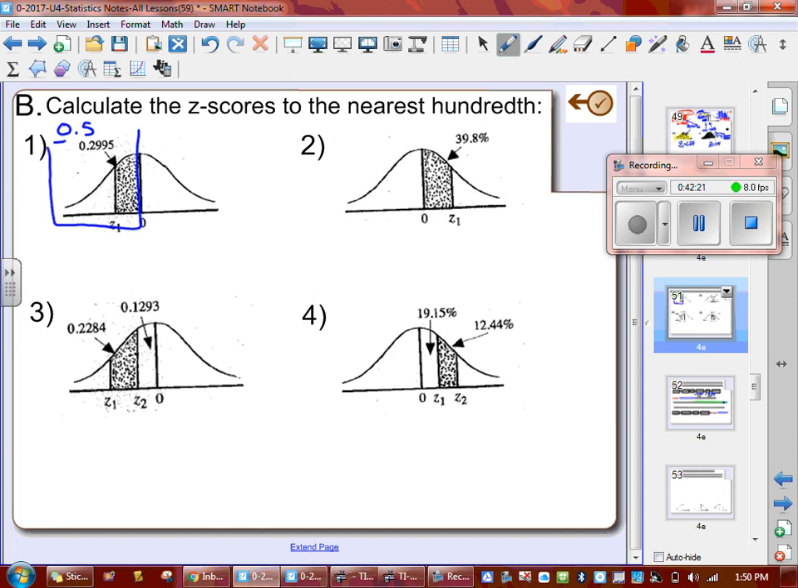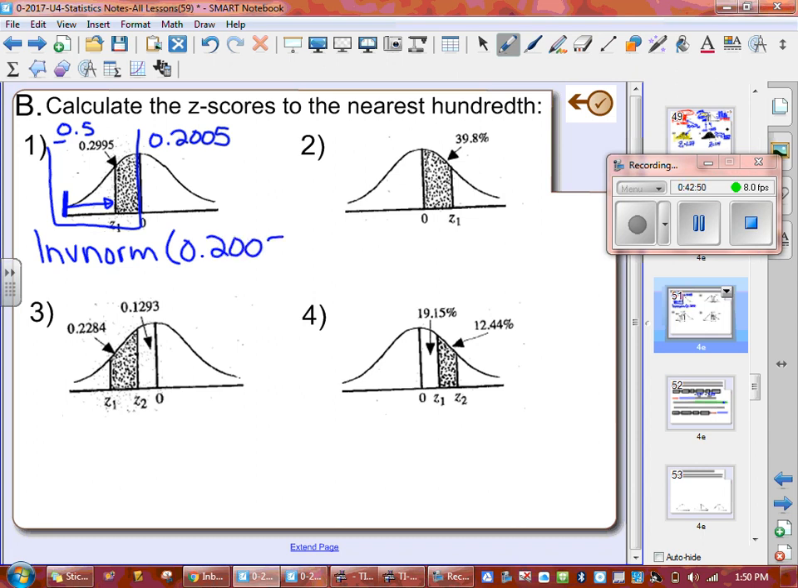So that's the number I'm going to use with my inverse norm. For all of these ones, when they give you the area, this second bar is number 3, inverse norm. So when I write my questions, I always write this: inverse norm, and then I put my area, 0.2005, 0, 1, and then you get your Z-score. Your Z-score in this case is going to be -0.84. Now, we know it's going to be a negative number because he's to the left of 0, okay? And he's not pushed quite far to the edge, so he's going to be between 0 and 1.